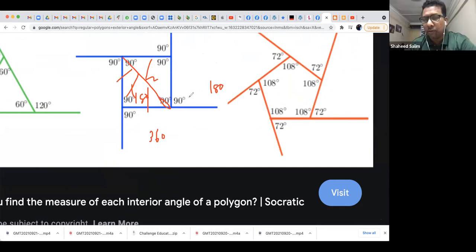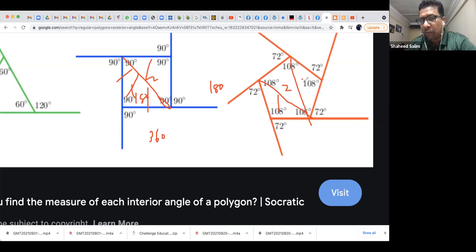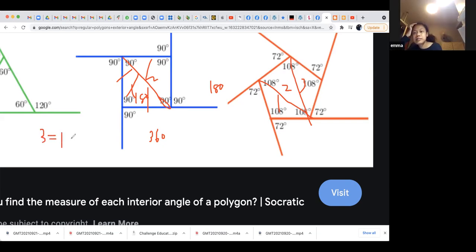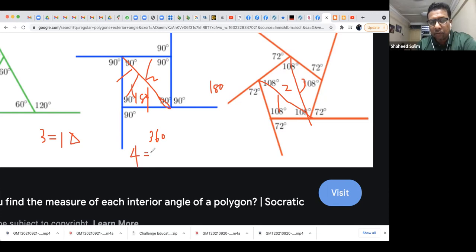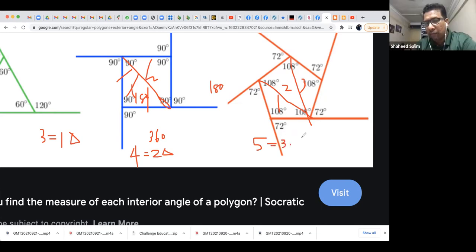Can you see now? A 5-sided figure, how many triangles can you get? 1, 2, 3. We must cut at the angle or not. So I want you to see: 3 sides, 1 triangle. 4 sides, 2 triangles. 5 sides, 3 triangles.